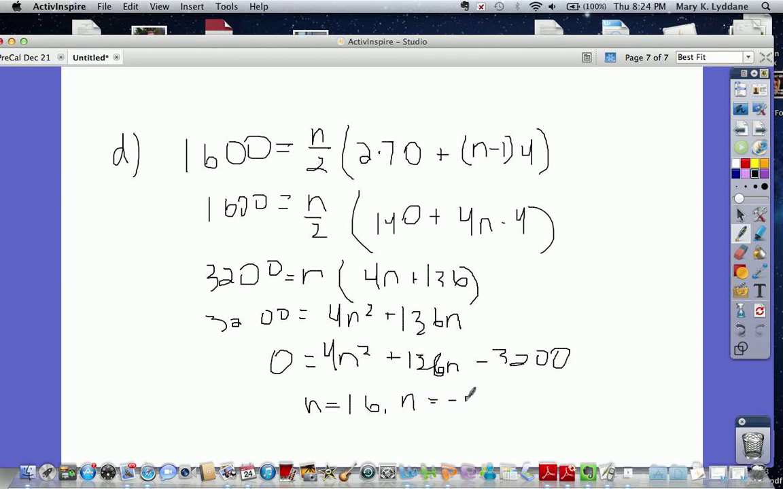Now, let's think about those two answers. What does n represent? N represents the number of rows. So we want to make sure that if our working shows the -50, we get rid of that as a possible solution because we can only have a positive number of rows. We couldn't have a negative number of rows for our number of seats.